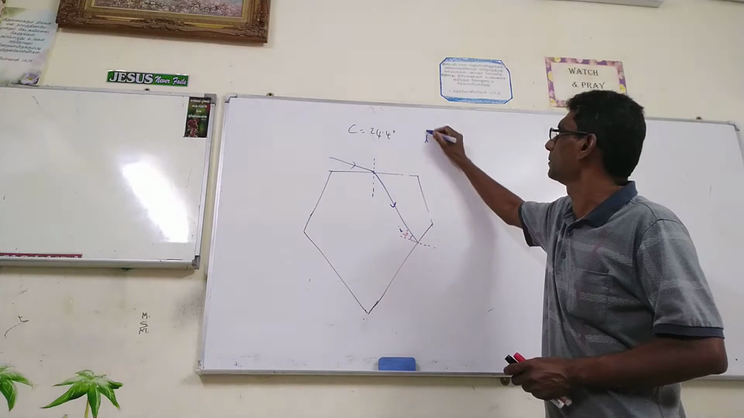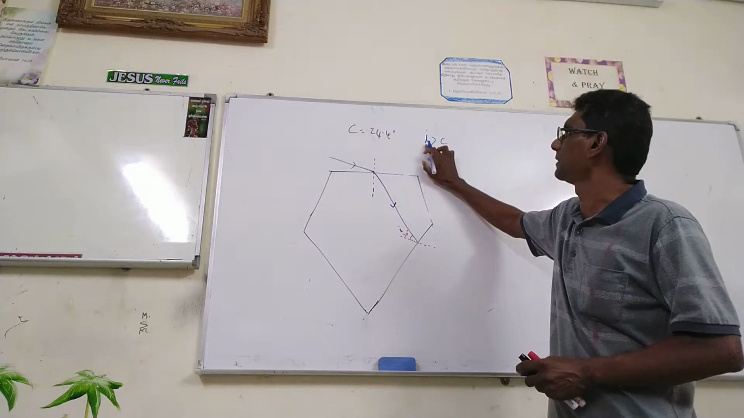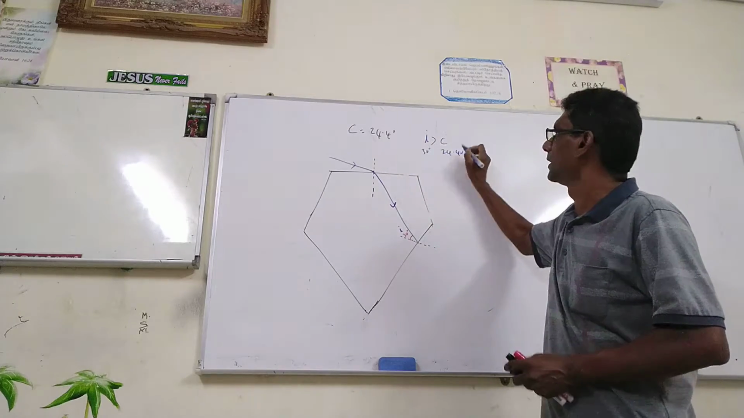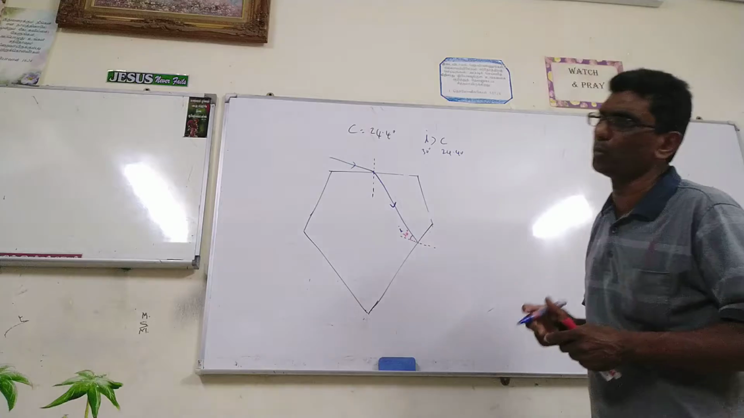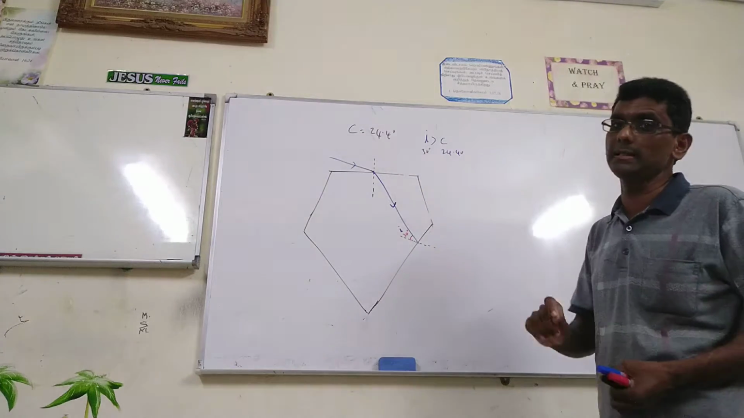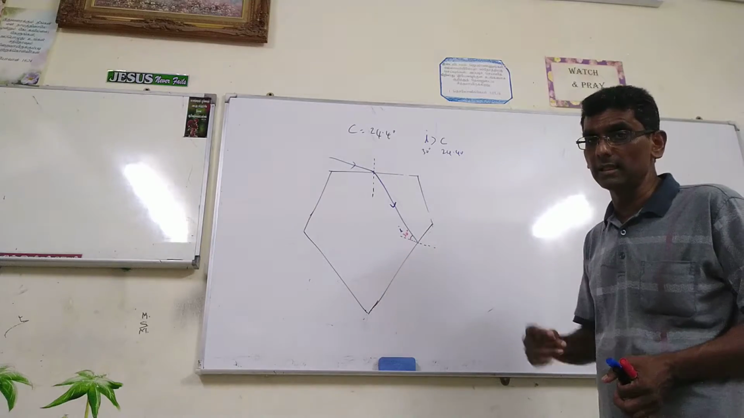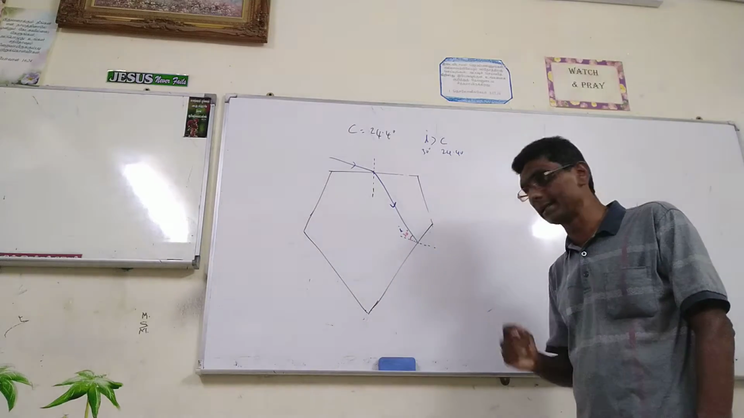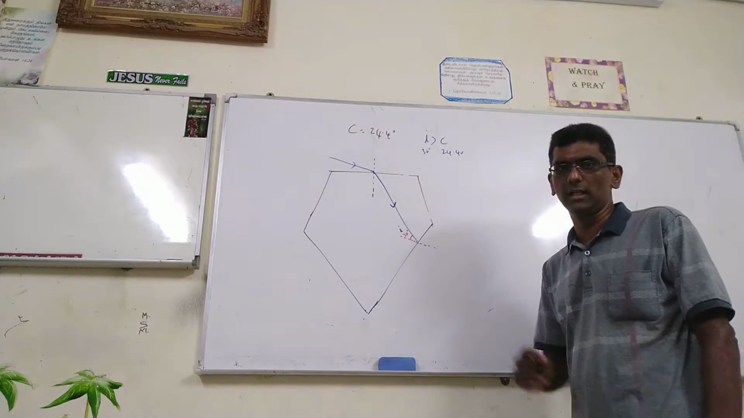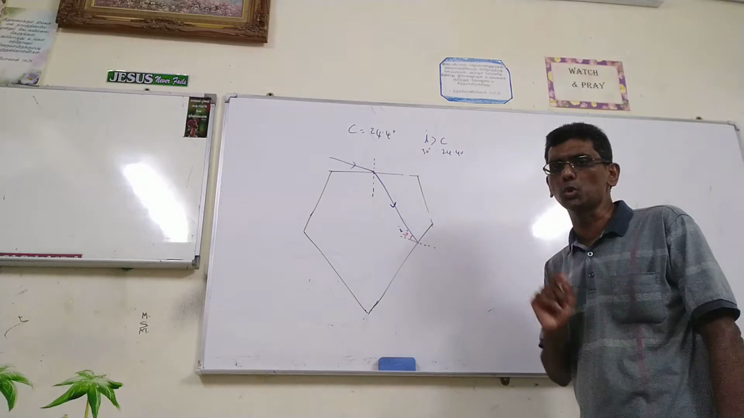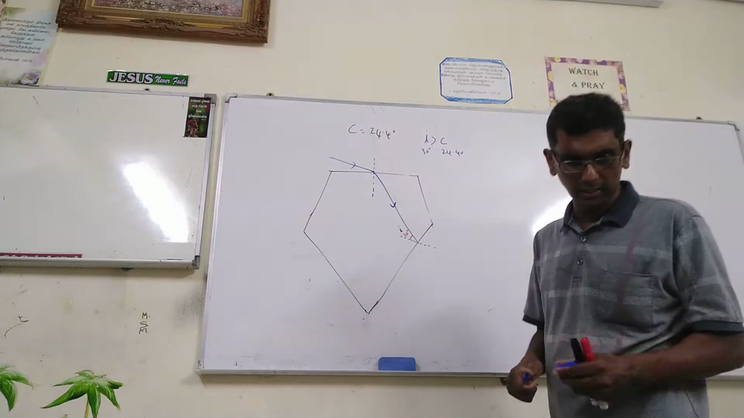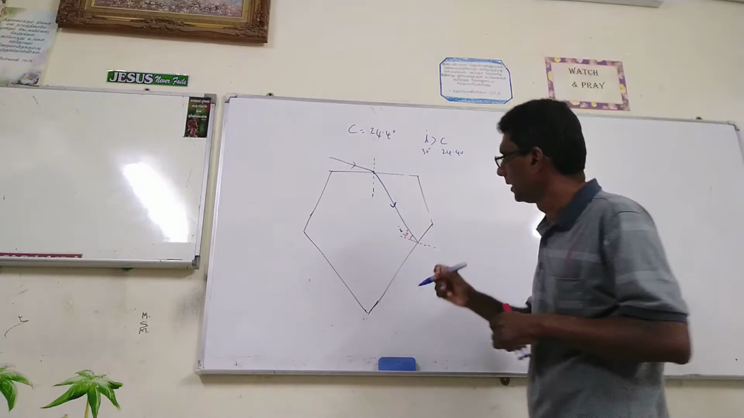So I is more than the critical angle. I is 30 degrees, and the critical angle of diamond is 24.4 degrees. So the incident angle is more than the critical angle. When the incident angle is more than the critical angle, the light ray experiences total internal reflection. So the light ray goes like this.